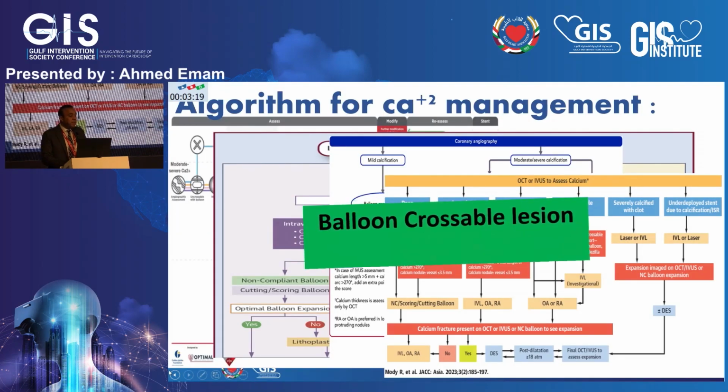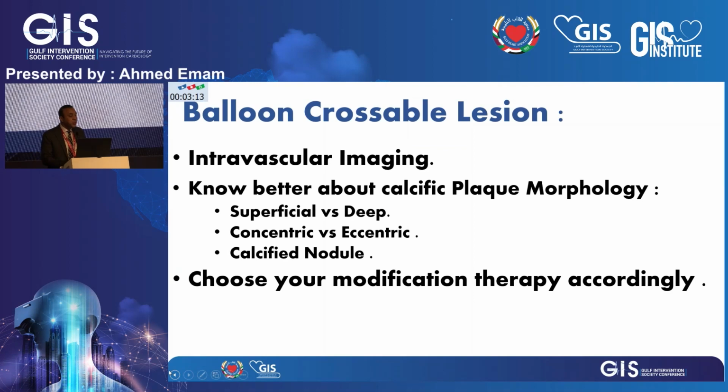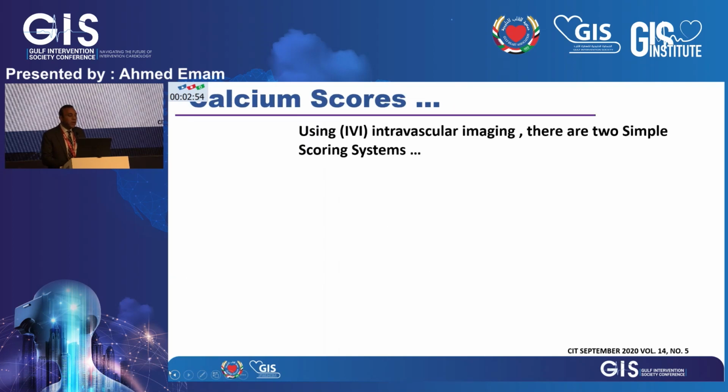The next important step in the algorithm: if you can cross the lesion, this gives you a chance to go inside with your intravascular imaging. In this case, you can know more about your morphology. Is it superficial or deep calcium, concentric or eccentric calcification, or is it nodular calcification? So you choose your modification therapy accordingly.